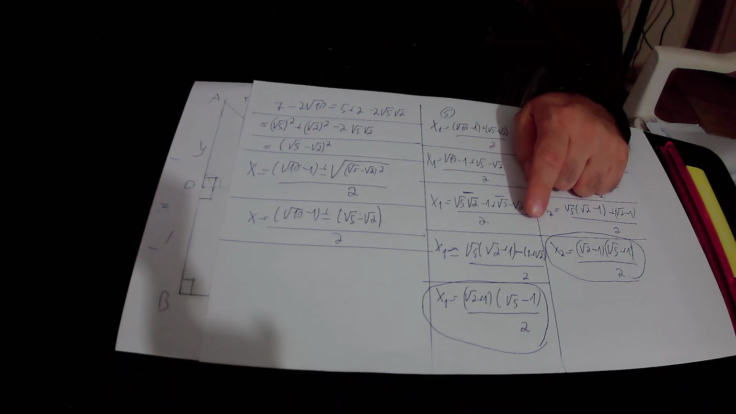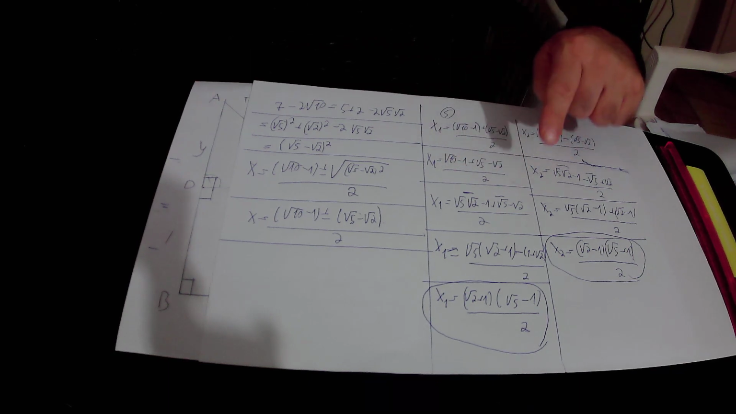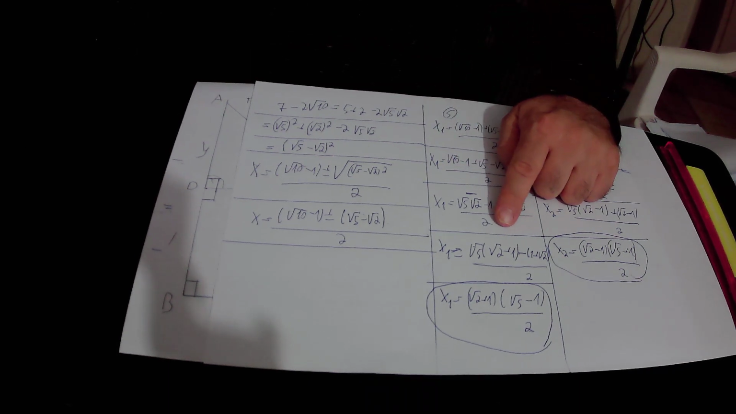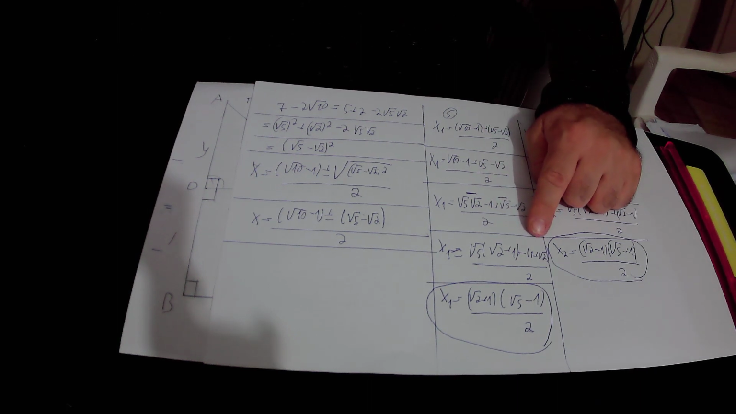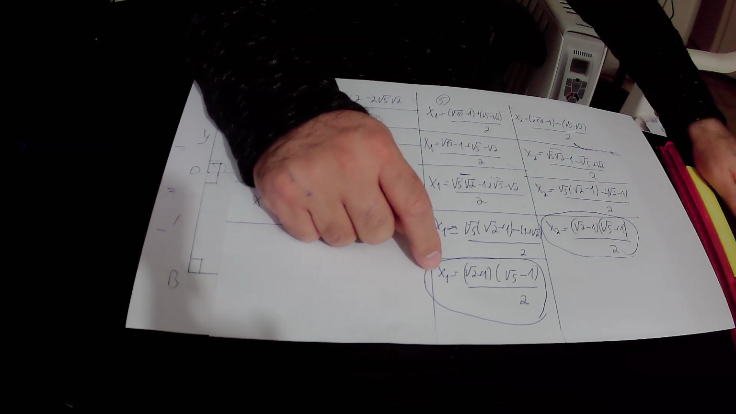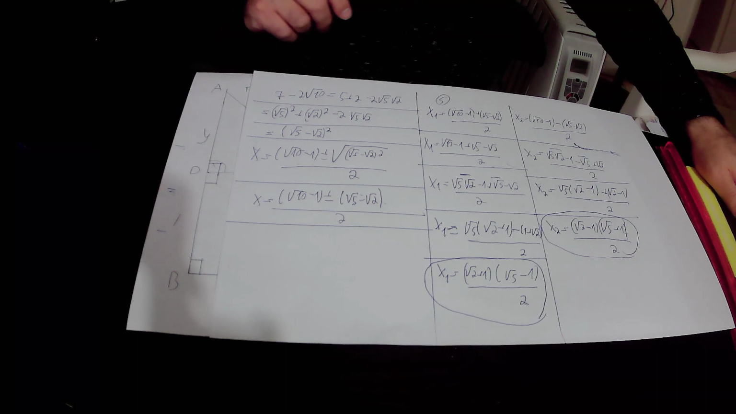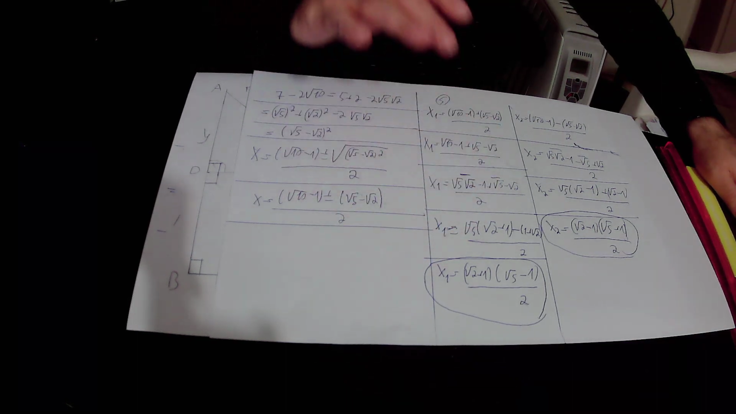So x1 equals, we took square root of 5 as a common factor from this expression, and inside the brackets we are left with square root of 2 minus 1 plus square root of 2 minus 1. Then we took square root of 2 minus 1 as a common factor out of this expression, and we found out that x1 equals square root of 2 plus 1 times square root of 5 minus 1, over 2. So we finished with x1.